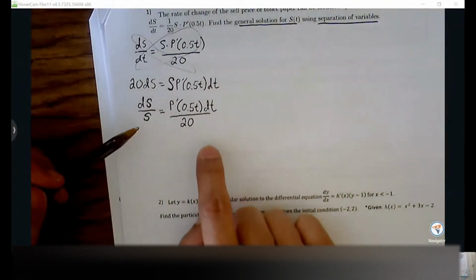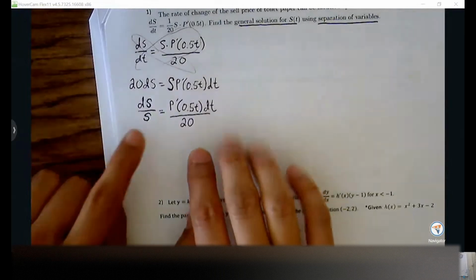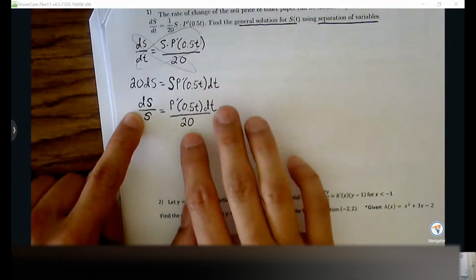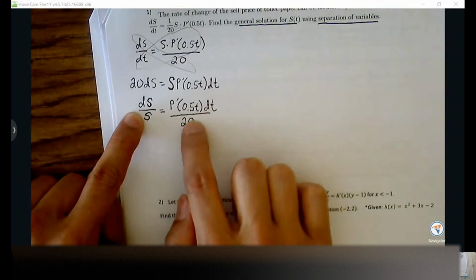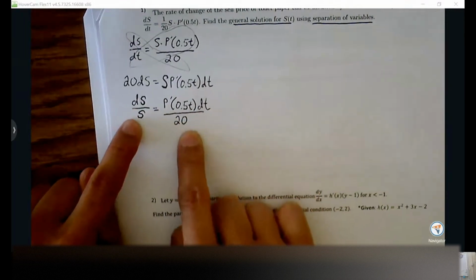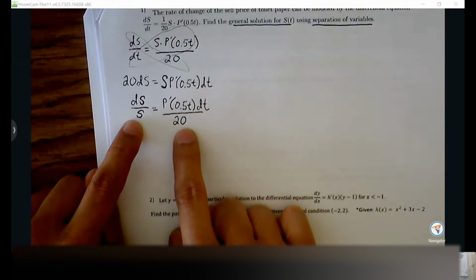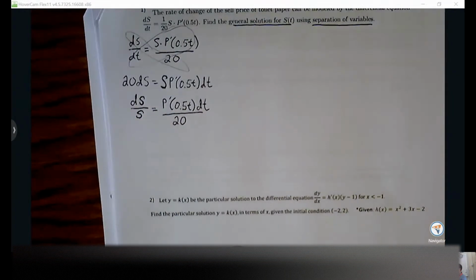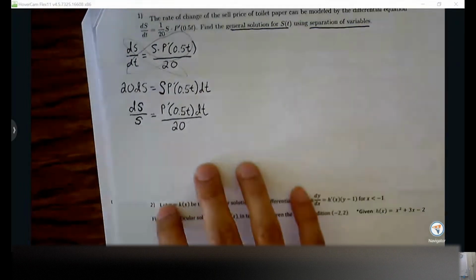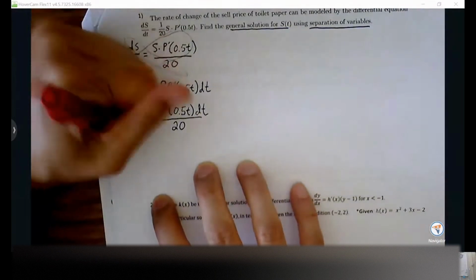Okay, so here we have achieved full separation. S is on the left, T's on the right, everything else on the right side as well. So we're now ready to take the antiderivative. Any questions so far? Okay, integral.